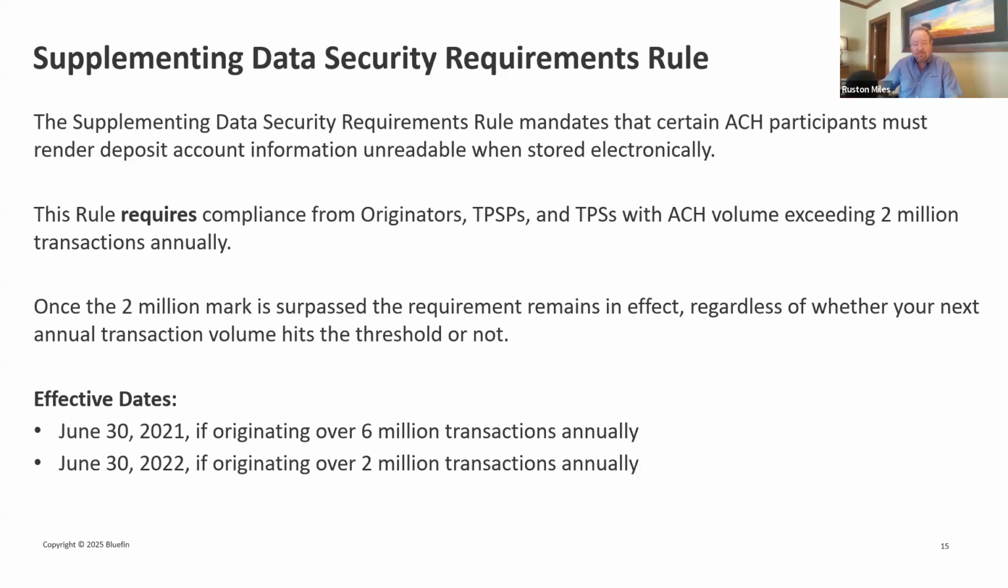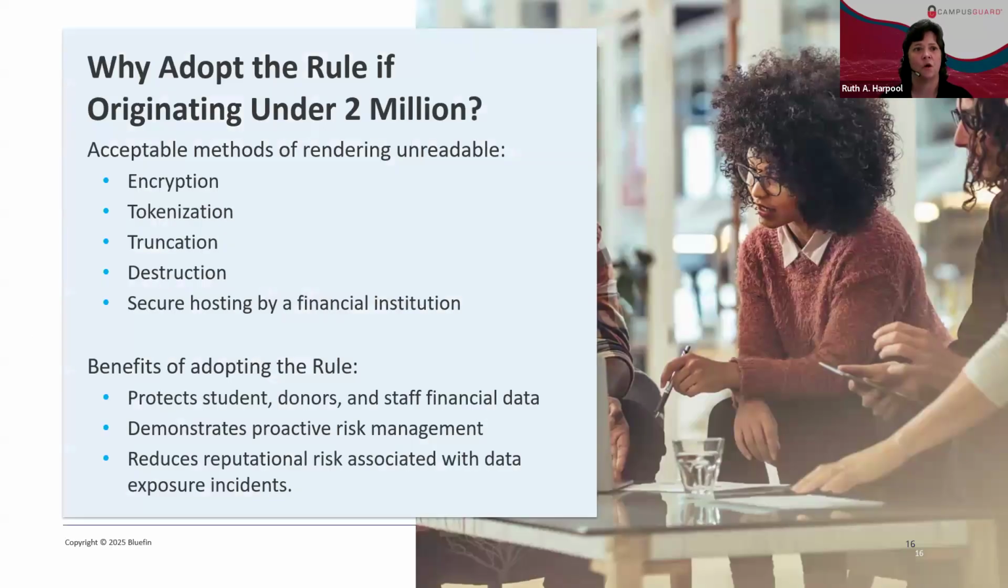Yikes. So once the 2 million mark is surpassed, the requirement remains in effect. Once you pass that line, there's no going back. If you're an entity that hit 2 million, your financial institution will reach out to you and say, you've now exceeded 2 million transactions in any single year. From now on going forward, you must render your stored deposit account information unreadable when it's in its electronic format.